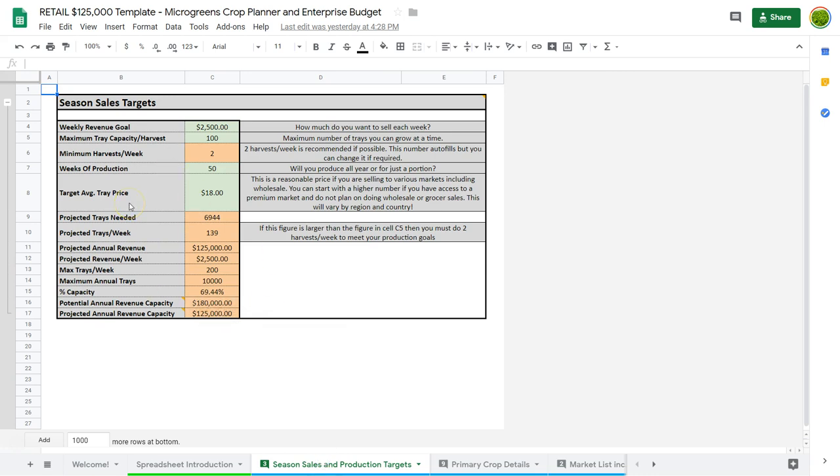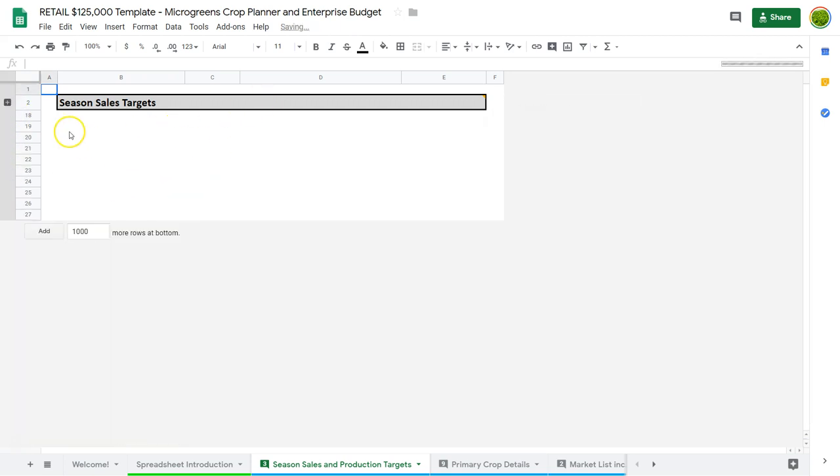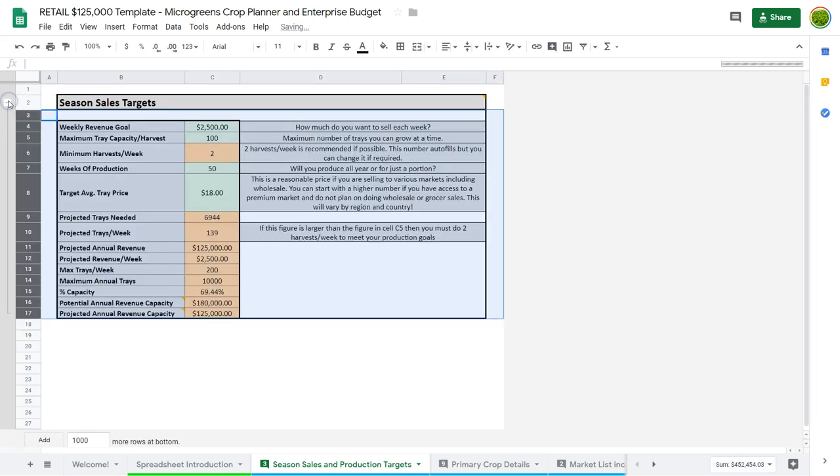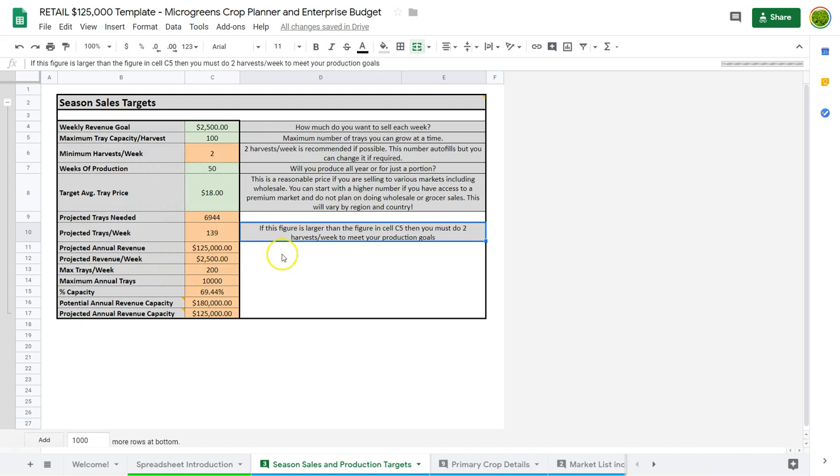So we start off with our season targets here. One thing I'll show you is that a lot of the sections have these collapsible menus on the left. When I click on it, it reduces this area. Some of the worksheets are very large, so reducing them makes it a little less intense on the screen. You'll see that as we go through here.